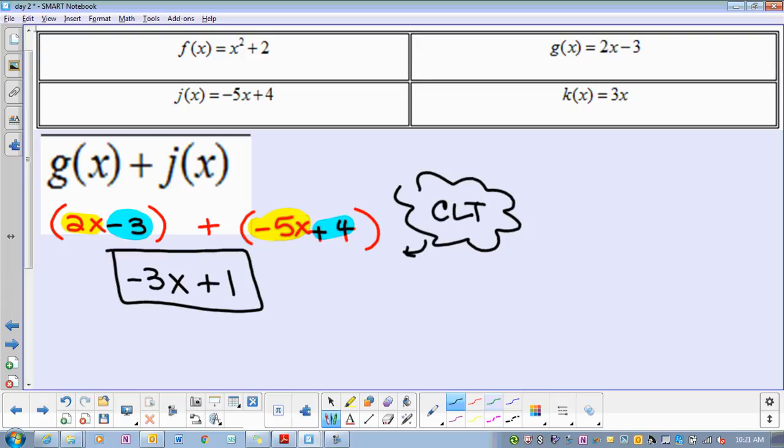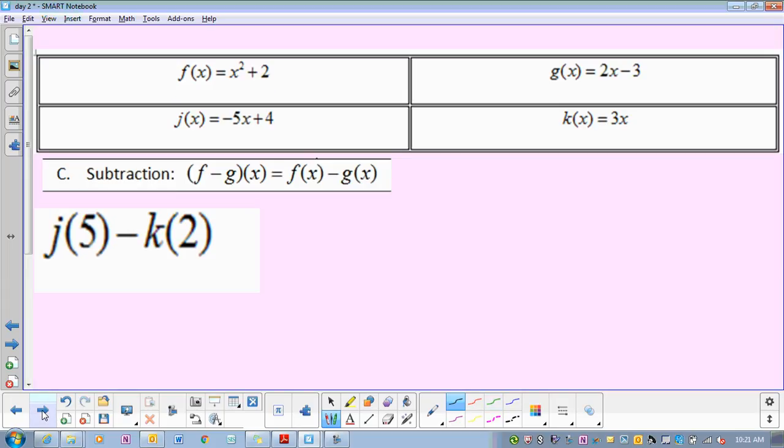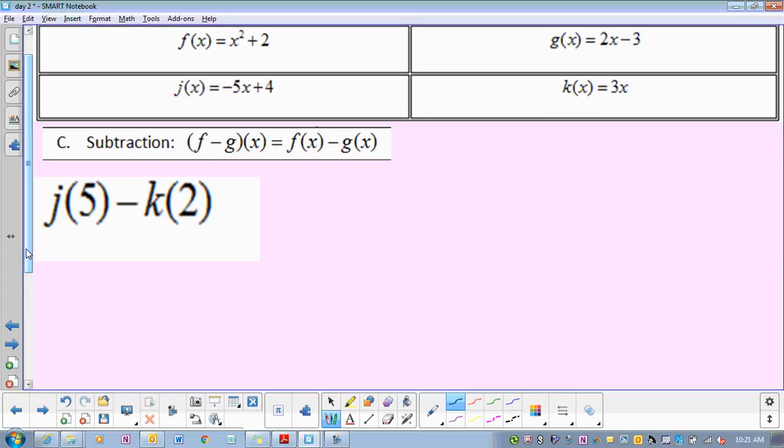Okay? And you see how you have an x in your answer, which you should, because your original problem had x's. Okay? Alright. Now let's try subtraction. Any questions so far? Alright. So let's look at subtraction then.